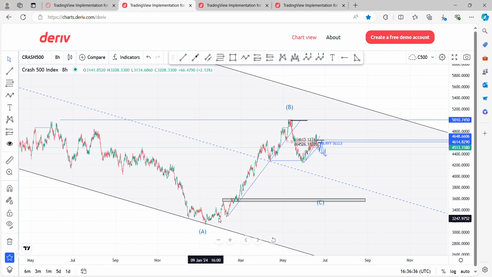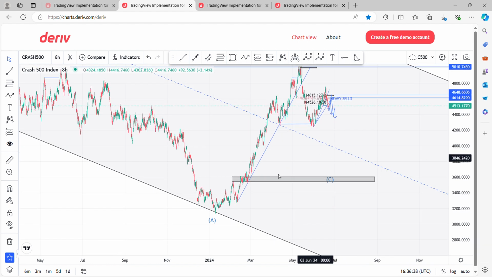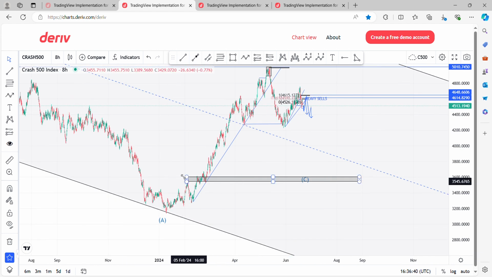Can you see this? Because we have a structure that has been printed there, right? This is a structure that has been printed. This is the IQM that has been printed. Though we are yet to come and take the liquidity that is there, but that will be later on.